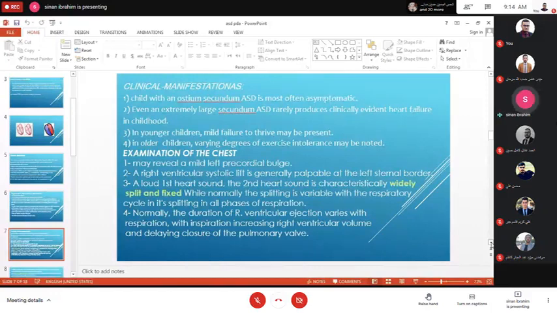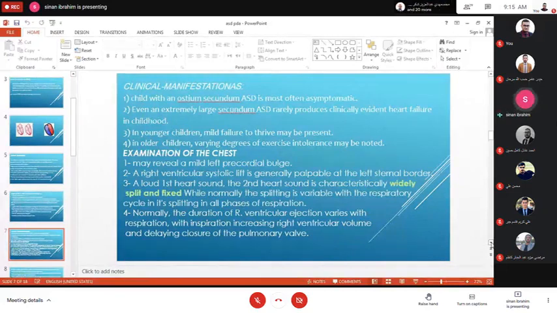While normally, as we know, the splitting between A2 and P2 differs between inspiration and expiration, the splitting between them is different according to the respiratory cycle. When we find a wide, fixed splitting of the second heart sound, this means we have an atrial septal defect.